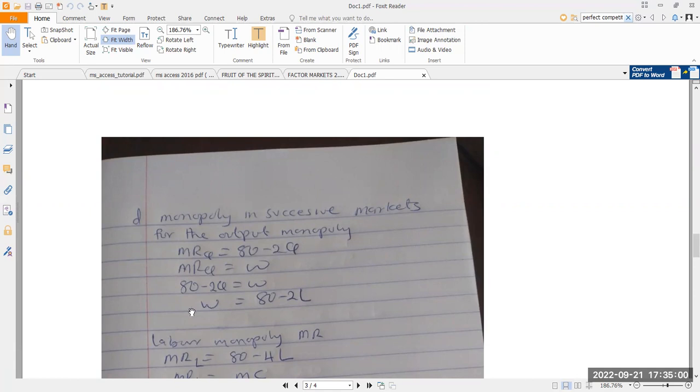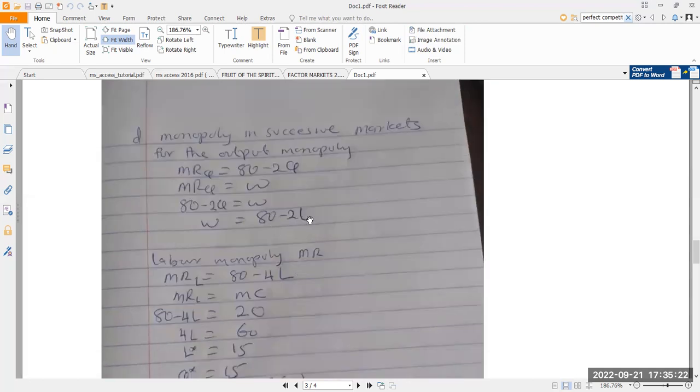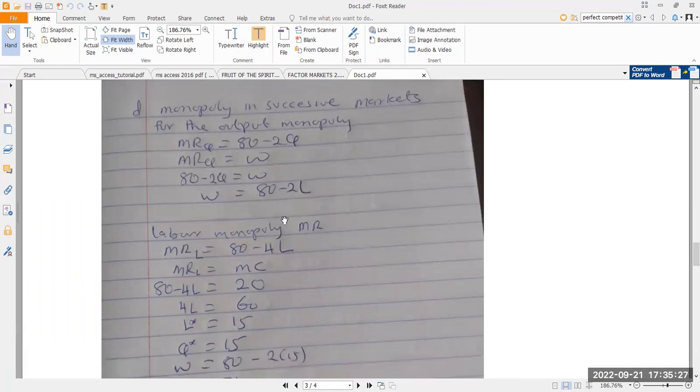MPL is equal to 1. So MRQ will be equal to the marginal revenue product of labor, and we equate that to wage. You understand? So 80 minus 2Q should be equal to wage, but then Q is equal to L. So W should be equal to 80 minus 2L. So 80 minus 2L is the marginal revenue product of labor, and this is the demand function facing the monopoly firm in the input market. So his demand function there is 80 minus 2L.